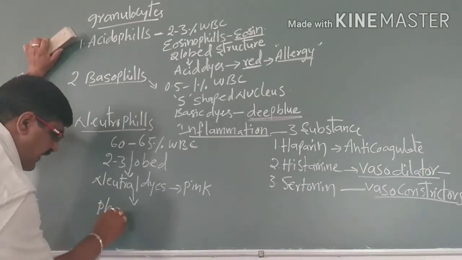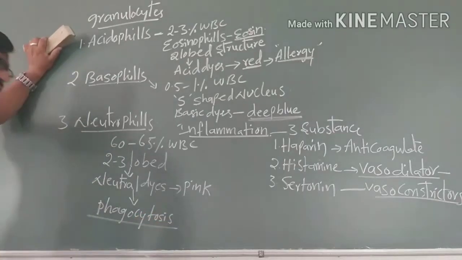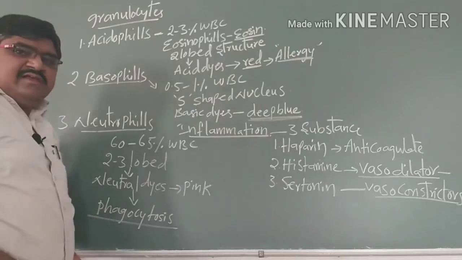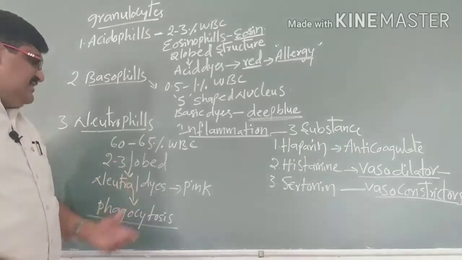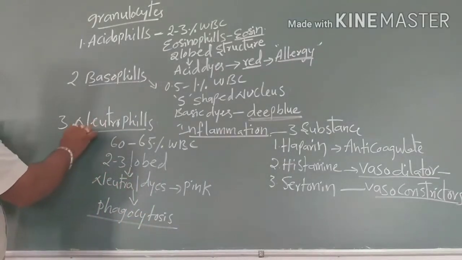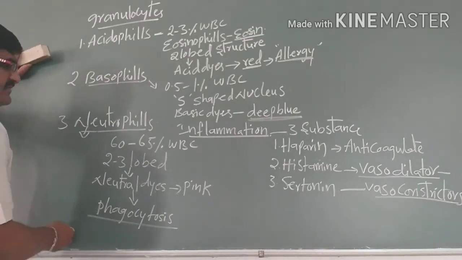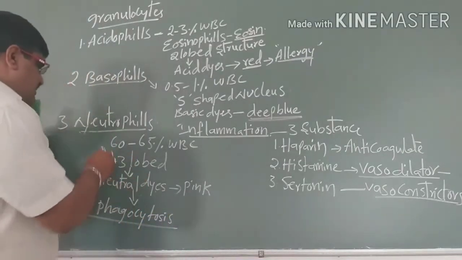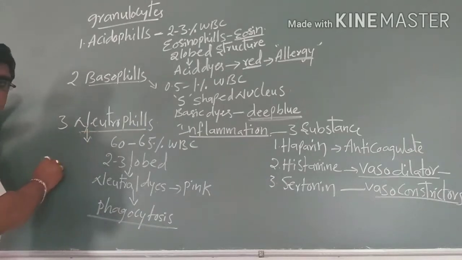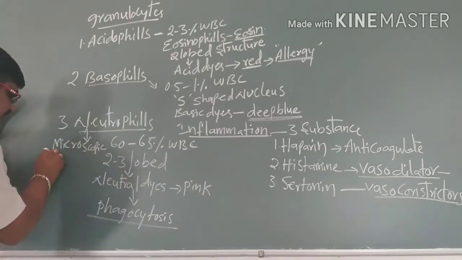Phagocytosis means they engulf the bacterial cells, round them up and kill them. We can call such a process phagocytosis. The neutrophils are also called the microscopic policemen.